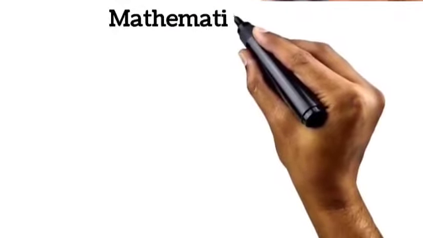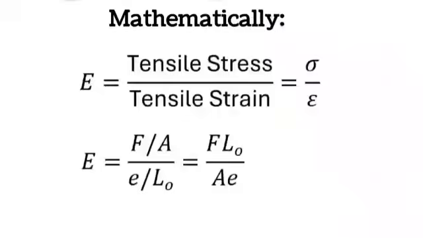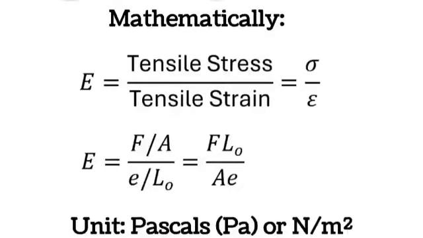Mathematically, Young's modulus E equals tensile stress over tensile strain, in terms of symbols sigma over epsilon. But we know tensile stress is force over area, and tensile strain is extension over original length. So we substitute them in, simplify, and we get Young's modulus equal to F L0 over A e. The unit of Young's modulus is pascal or newton per meter squared.